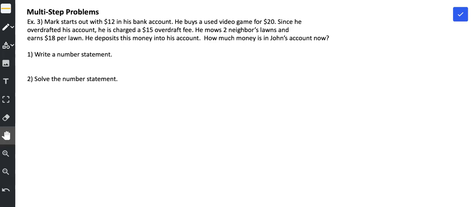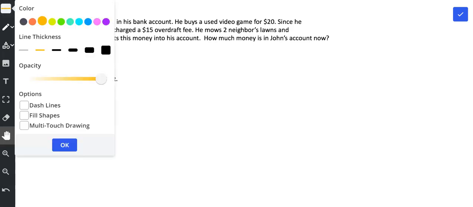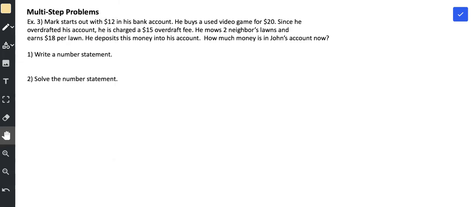This is multi-step problem number 3, and it's a story problem. I'm going to make use of my highlighter this time. So what I'm going to do is go over to the thickest choice, and then change the opacity so it's a lot lighter so I can just color over the number. And I'm going to use yellow to represent the positive values and red to represent the negative values.